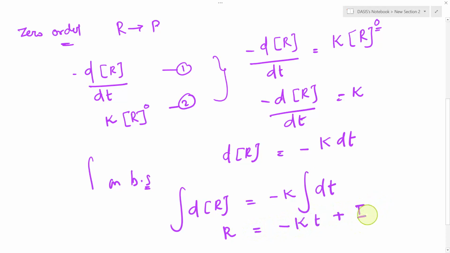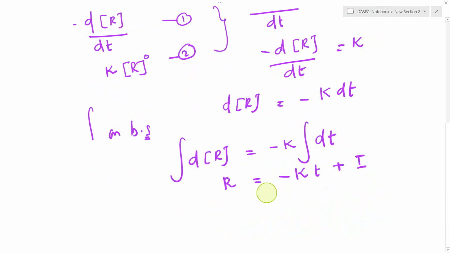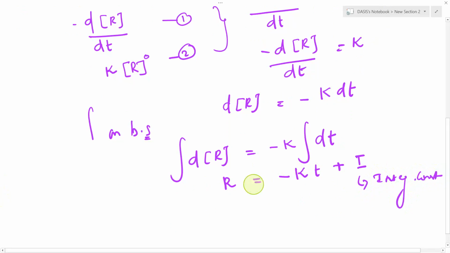I is nothing but the integration constant. Somewhere it has been written as C. I is called the integration constant. Okay. Now, at time t is equal to 0, the concentration of reactant R is nothing but the initial concentration R naught. Right? Substitute this in this equation.